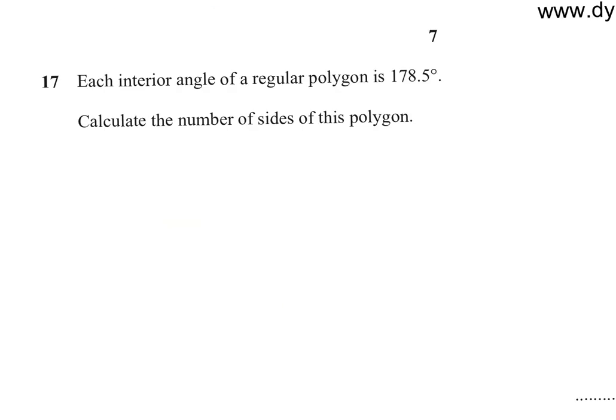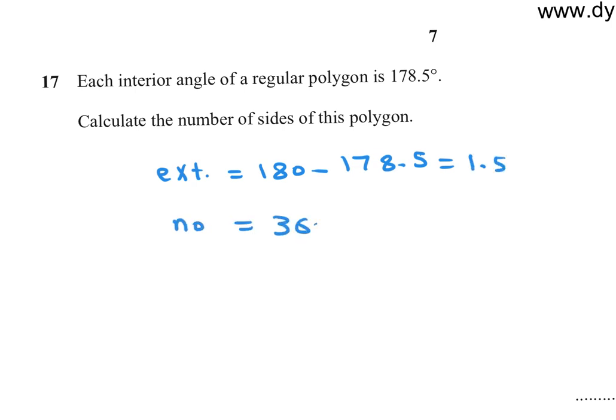Number 17, each interior angle of a regular polygon is 178.5. Calculate the number of sides. So we can find the exterior angle from the interior: 180 minus 178.5 equals 1.5. Now to find the number of sides, divide 360, the sum of all exterior angles, by 1.5, which equals 240 sides.